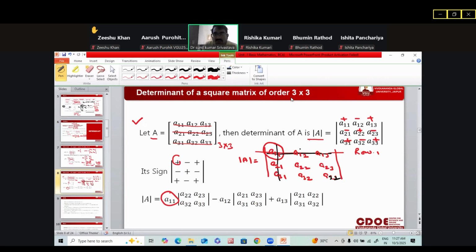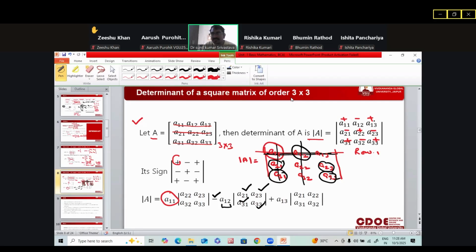Next step, we come to A12. A12 has the sign minus 1. So here we have the sign minus, A12. And after that, we put in here A12. Same as before, we have to think in which row and column it lies. It is in the second column, and also in the first row. So the remaining elements are A21, A23, A31 and A33. So this is the second step.